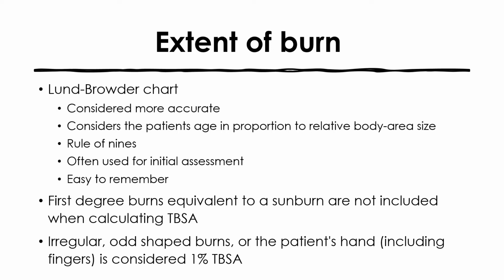And then we have the rule of nines, which is often used for initial assessment. It's just an easier way to assess. It's not as accurate, they say, as a Lund-Browder, but it's a little bit easier to remember, which is why it's probably used more for the initial assessment. So there's the Lund-Browder chart and the rule of nines, and I'll show you 2 pictures of those.